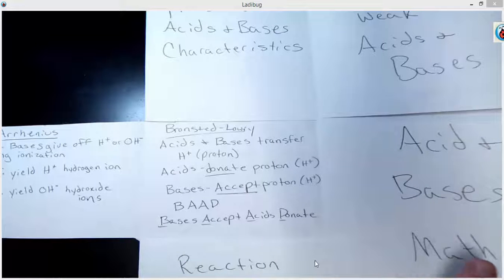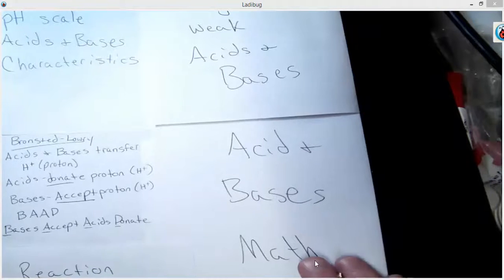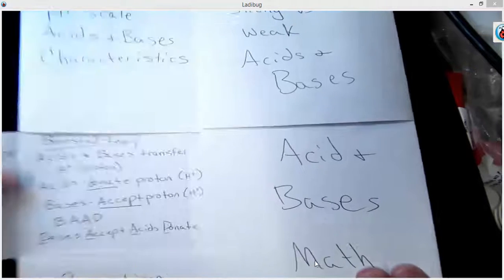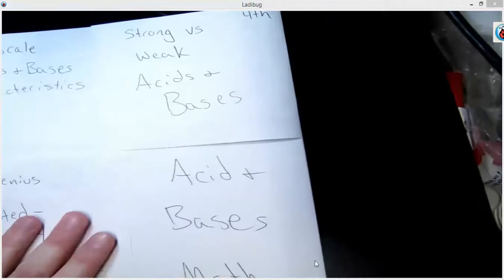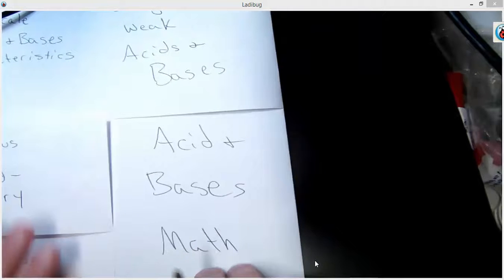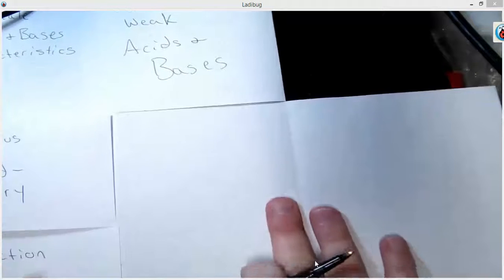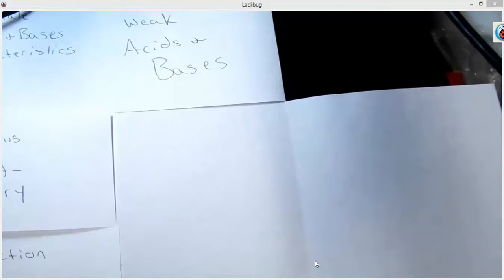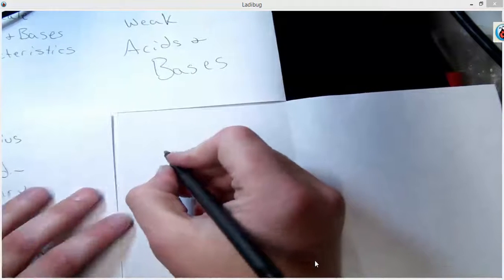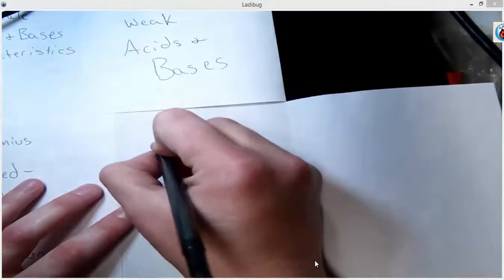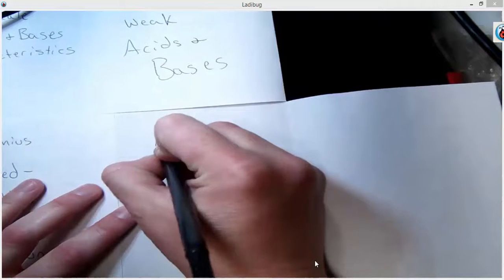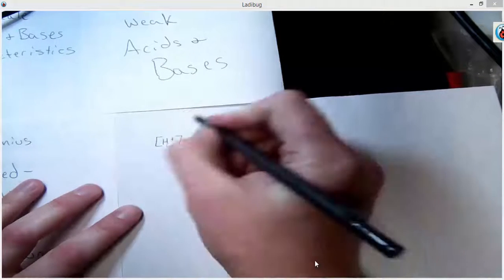Okay, so our next bit of notes we're going to take today, we'll close up the Arrhenius and Bronsted-Lowry flap, and we're going to go ahead and open the acids and bases math flap. Okay, so we're going to start with a diagram, kind of a helpful guide like we had with stoichiometry. We're going to start off with a hydrogen ion.